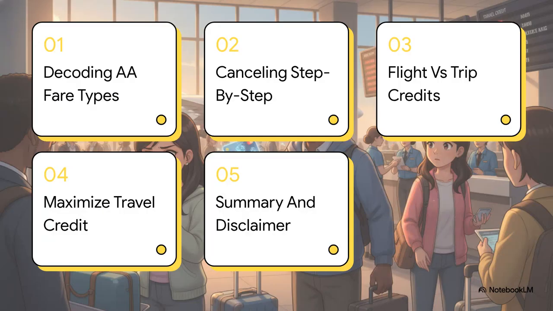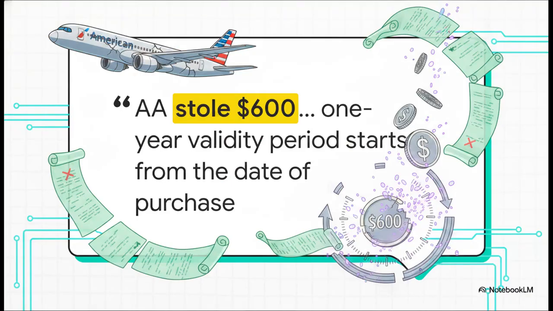All right, here's our game plan for today's explainer. First, decoding AA fare types. Then, canceling step by step. After that, we'll look at flight versus trip credits, followed by maximizing your travel credit, and finally, a quick summary and disclaimer. Okay, let's dive into this.